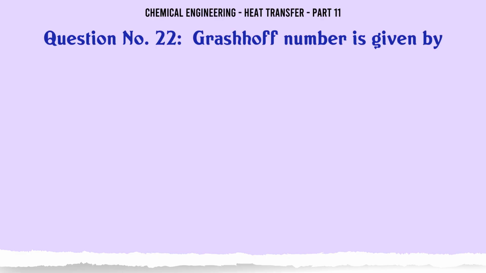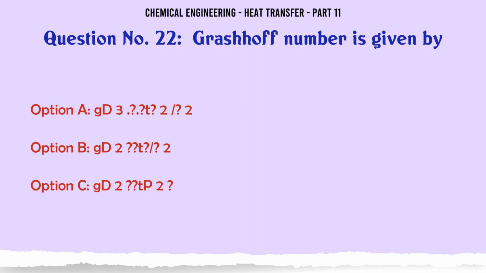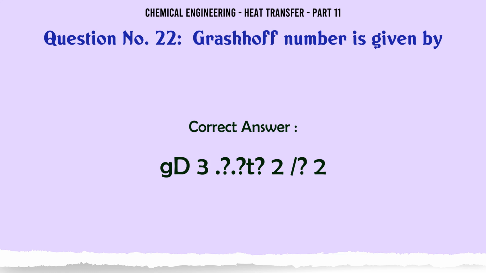Grashof number is given by A. gD^3 βΔT ρ²/μ², B. gD²βΔTρ²/μ², C. gD²βΔTρ²/μ², D. gD³βΔTρ²/μ². The correct answer is gD³βΔTρ²/μ².